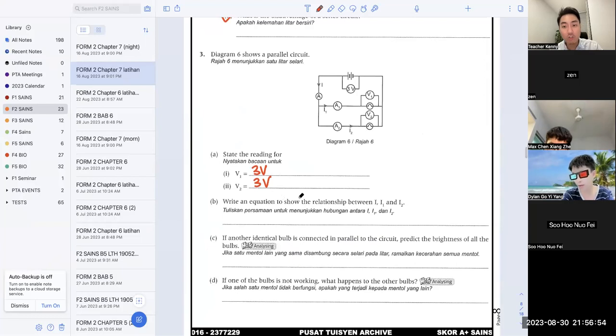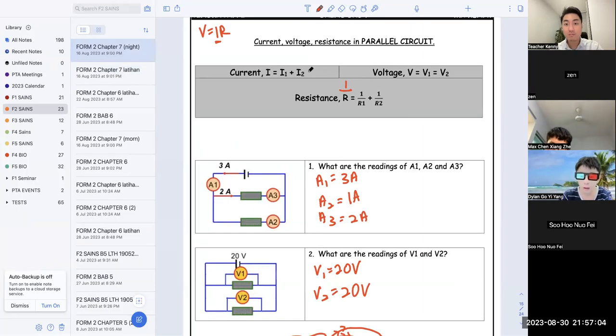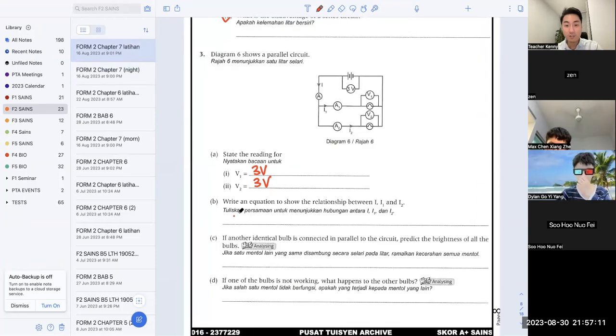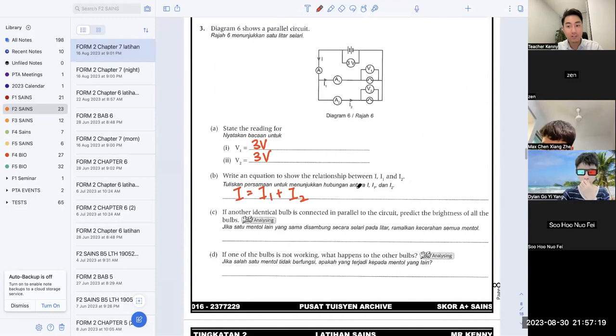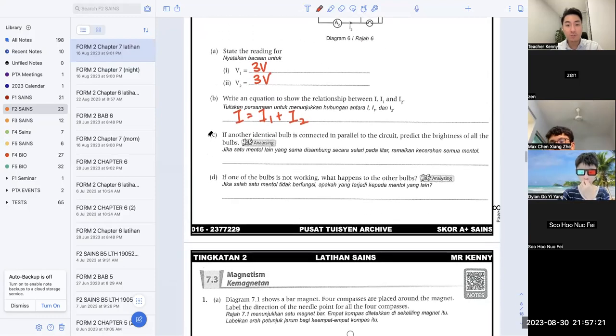Write an equation to show the relationship between I, I1, and I2. So what's the relationship? What's the formula? For I, there, I1 plus I2. Okay? So I equals to I1 plus I2. Understand? Alright. These two, I'll let you do as a homework.